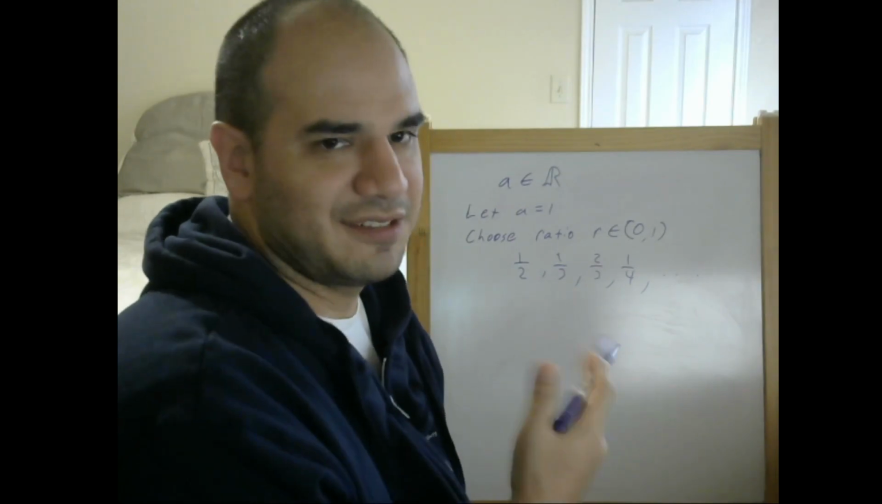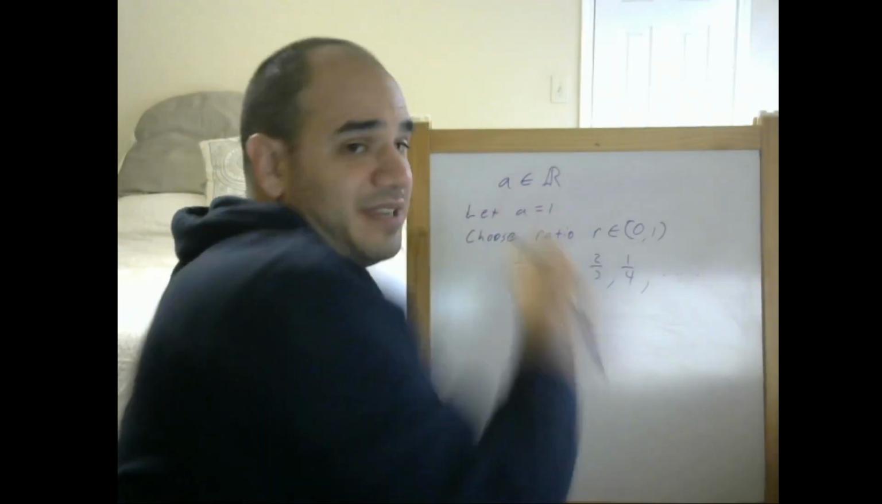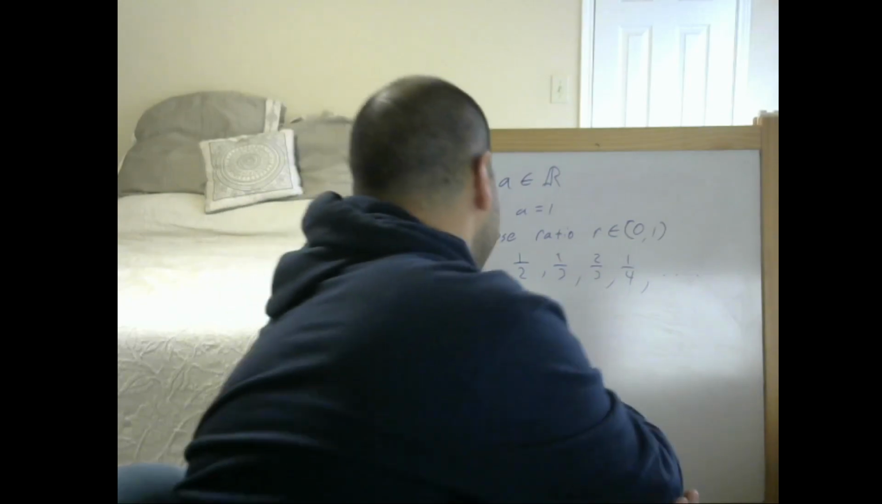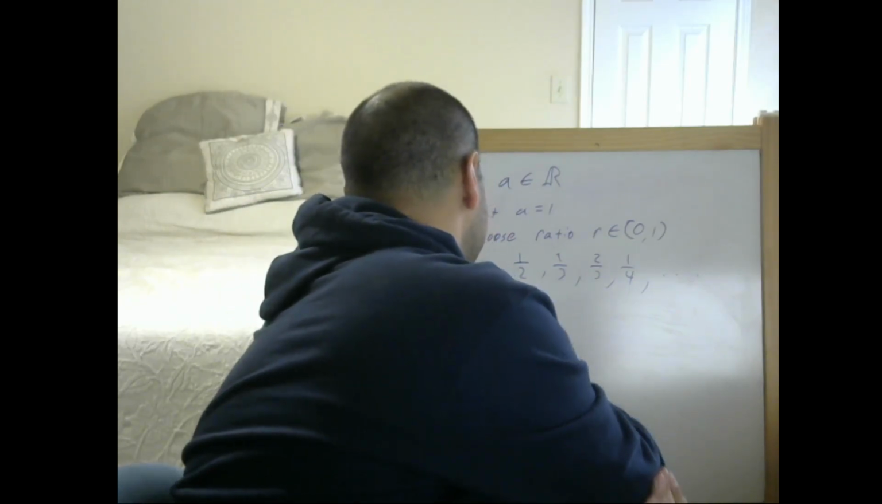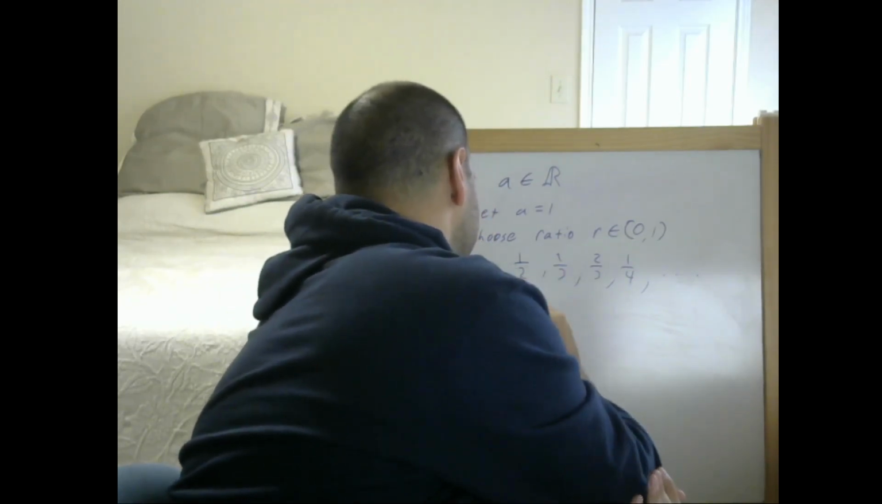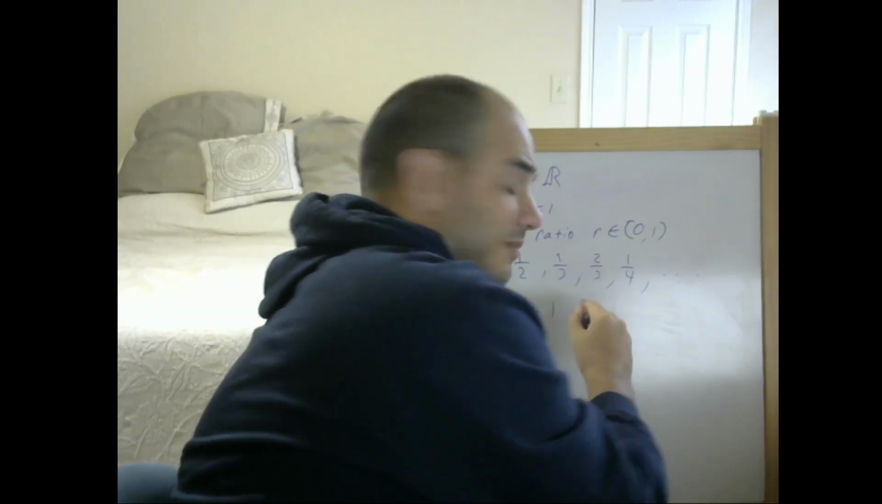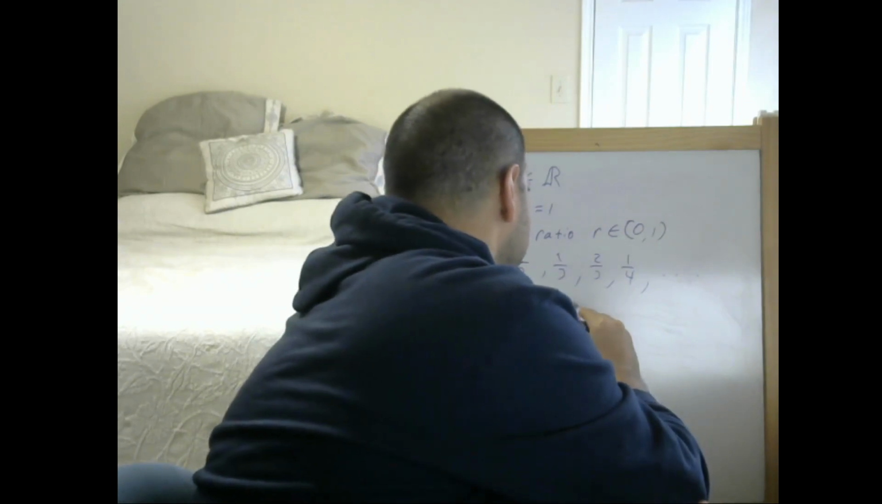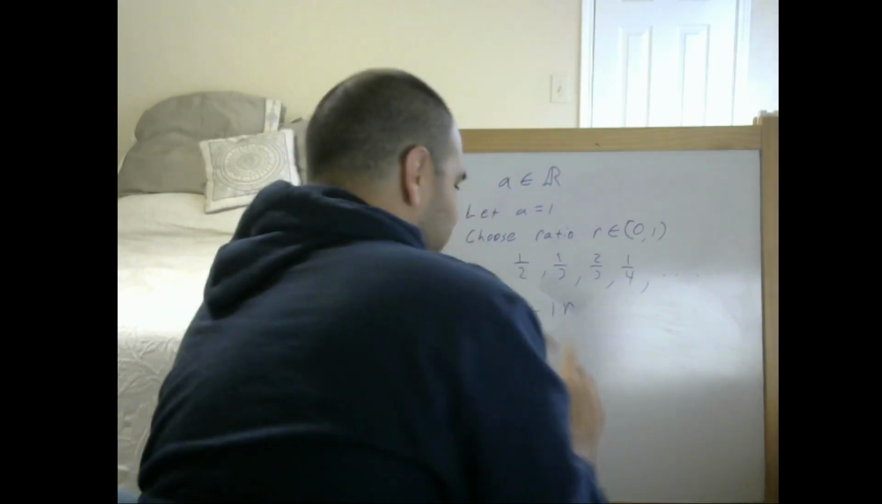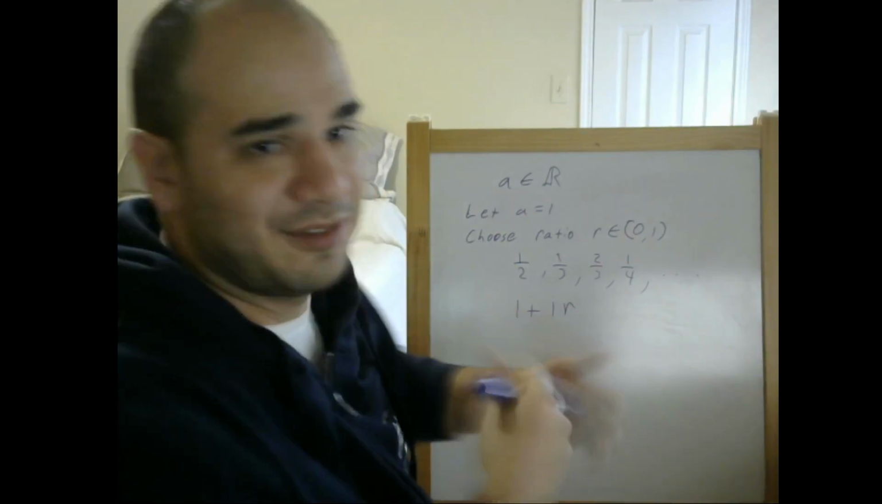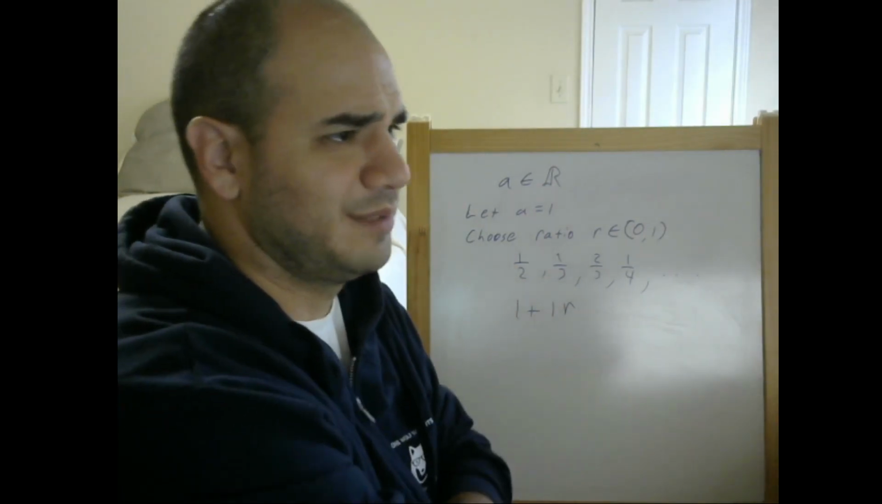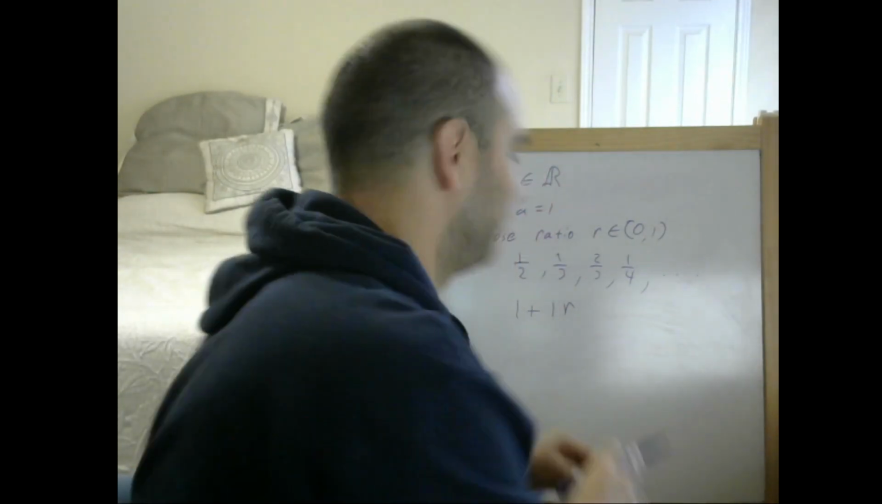Then we can consider the series. So starting with a equals 1, and then we'll generalize it. 1 plus 1 times our ratio r. So for now, we'll start with 1/2, then we'll do it again with 2/3, and then we'll play around with it a little.